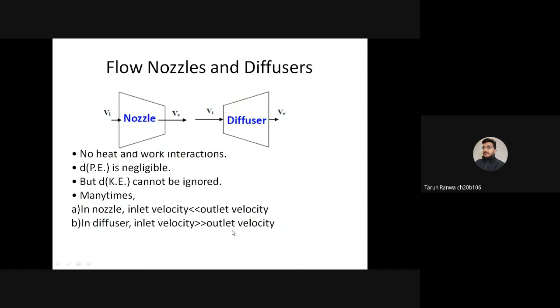So let us discuss flow nozzles and diffusers. How can we apply the energy equation or energy balance equation? In nozzles and diffusers, we consider no heat and no work interaction between system and surrounding. We can also take the change in potential energy as negligible, but we cannot take the change in kinetic energy as negligible. In nozzles, the inlet velocity is usually less than the outlet velocity, and in diffusers, mostly the inlet velocity is greater than the outlet velocity.